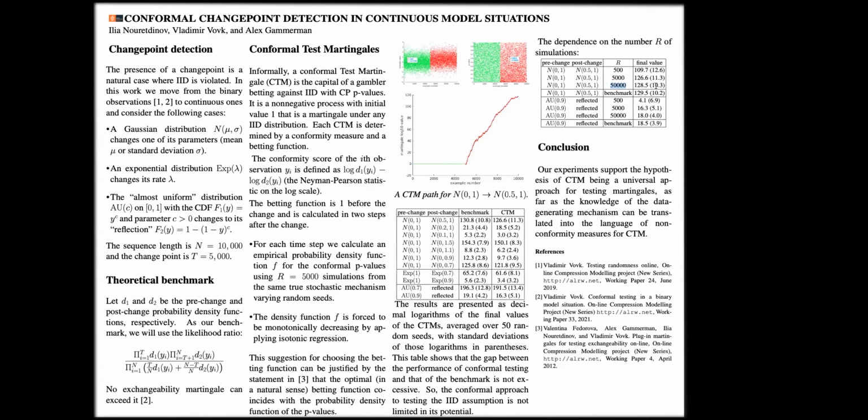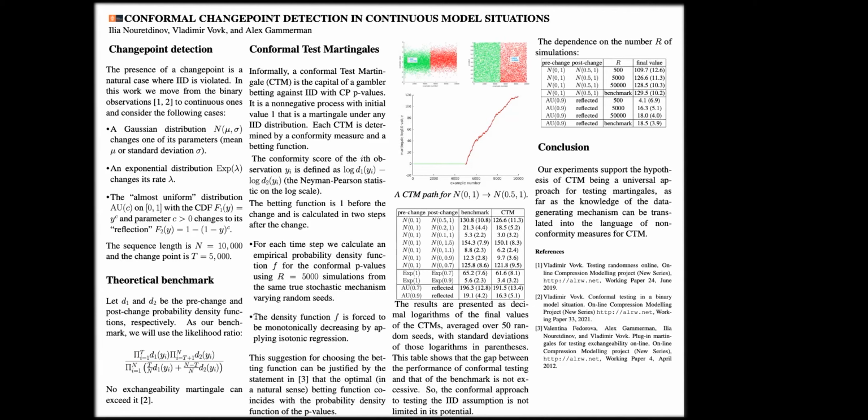So, as I said, to determine a conformal test martingale, we need two things: a non-conformity measure and a betting strategy. And on each of these stages, we use something natural enough. The non-conformity measure is based on the Neyman-Pearson statistic, on the ratio of the densities, which is natural enough in this case. And the betting function is mostly taken from the so-called plugin approach for martingales, which was published earlier, which means that the betting function is actually the same as the empirical density of the distribution of the p-values in this situation. And this density is calculated empirically.